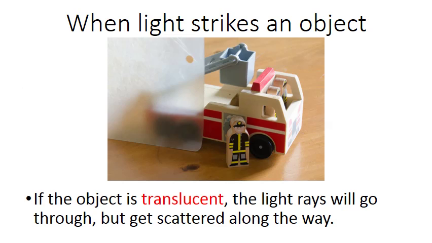If the object is translucent, like this cutting board that I propped up next to this toy fire truck, the light rays will go through, but they get scattered along the way. So the light comes to the back of the cutting board here, it hits it, and then it gets scattered in all different directions. So the light comes through, but it's not making a clear image. You can't really tell what's behind it, except, of course, you know that it's a fire truck because you can see the other half of it. But it's hard to tell. You can see brightness, though. It's still light coming through, but it's not necessarily a perfect image of what's behind it.